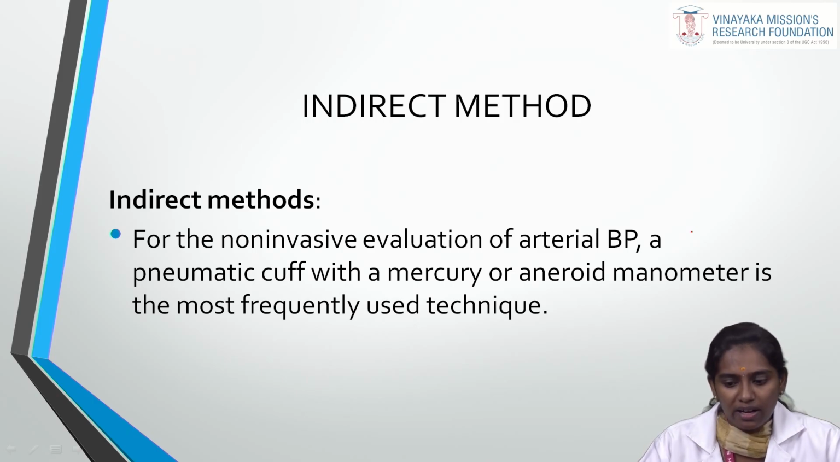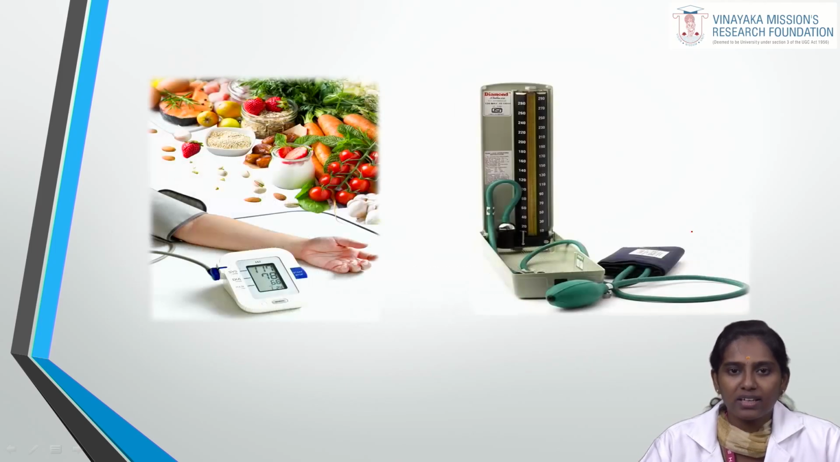For non-invasive evaluation of arterial BP, the pneumatic cuff with a mercury or aneroid manometer is the most frequently used technique. This is the method we use frequently. Then these are the instruments we use for measuring BP. This is the automatic inflation cuff.